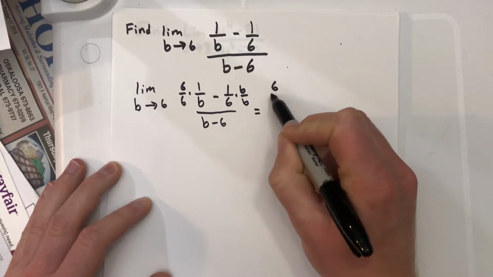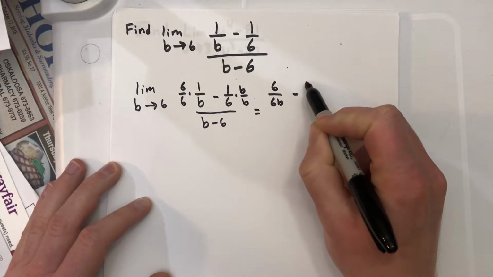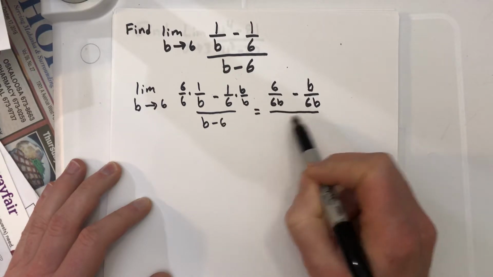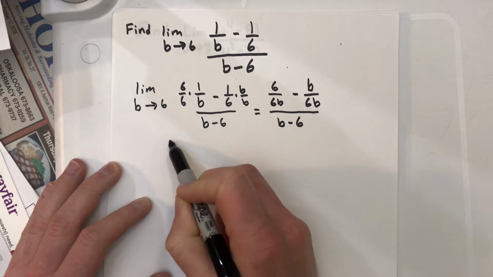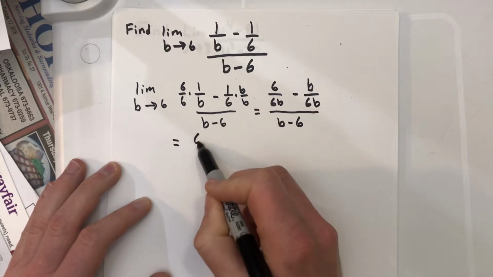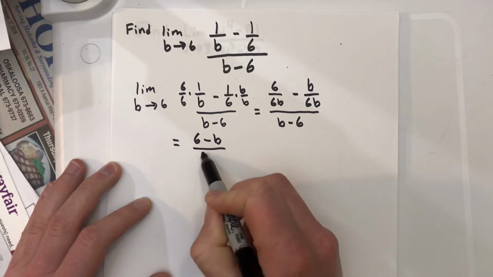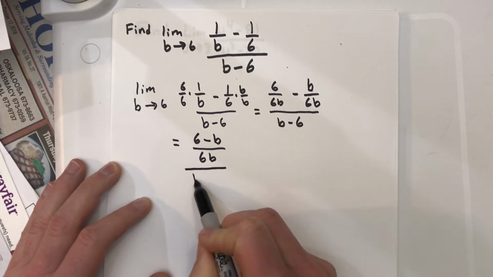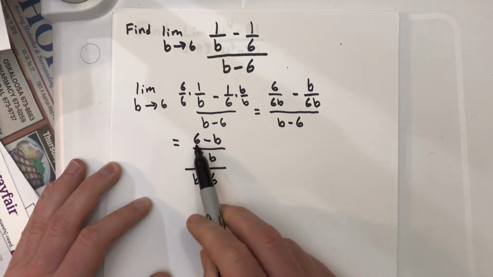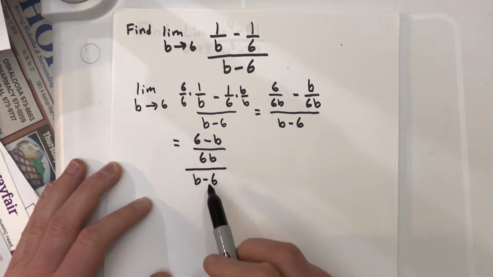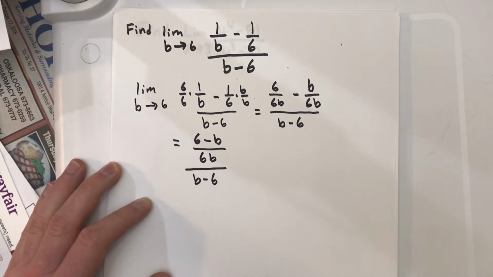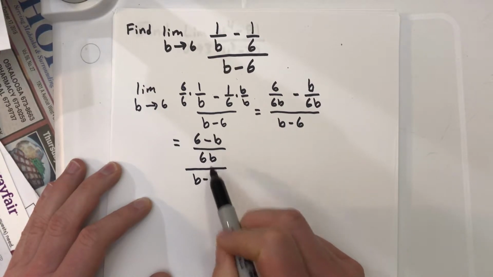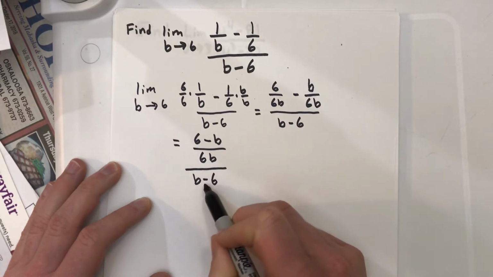So that's going to give 6 over 6b minus b over 6b, and that's still divided by b minus 6. When I combine these together, that's going to give 6 minus b on top over 6b, because we're just subtracting, same denominator, over b minus 6. You can see that on the top part of this, this is pretty close to the same as what this is. I can actually take a negative 1 out of this and I would get close to this, but I'm not going to do that just yet because I have this divided by b minus 6.